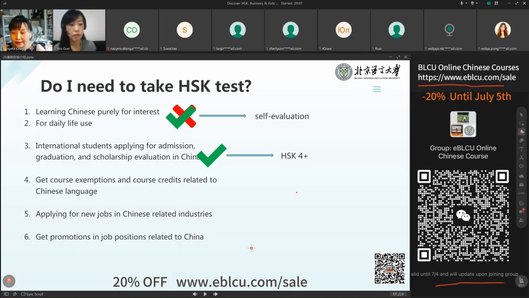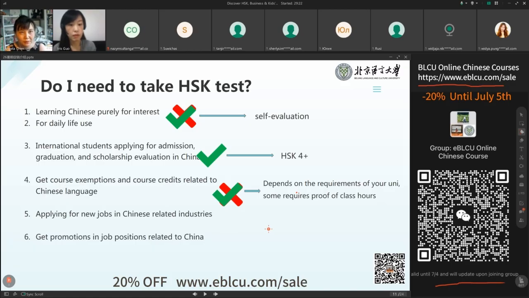if you want to get course credits related to Chinese language, it depends on different universities. It can be a yes or no. For some universities, especially if your major is related to Chinese or language, if you get an HSK score, it can be used for your course credits. So yeah, in that case, you can also take the HSK test.